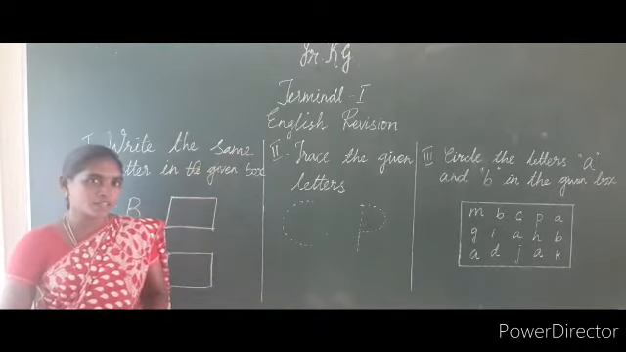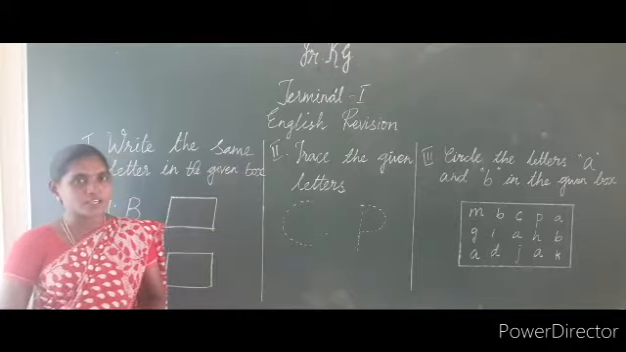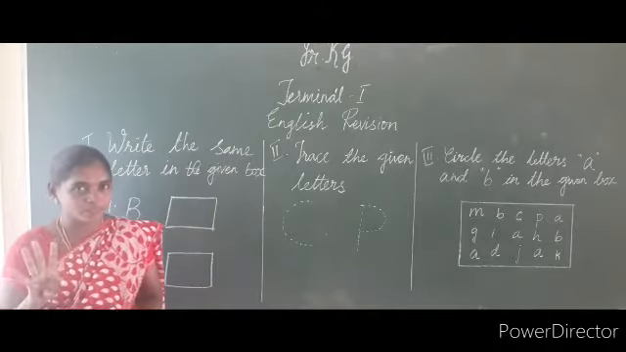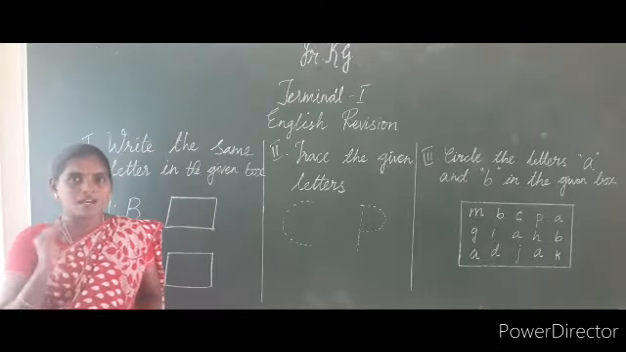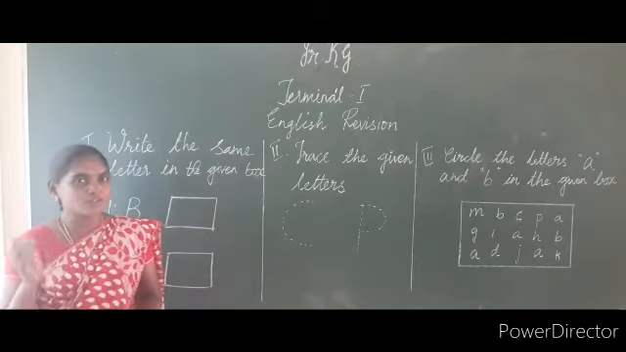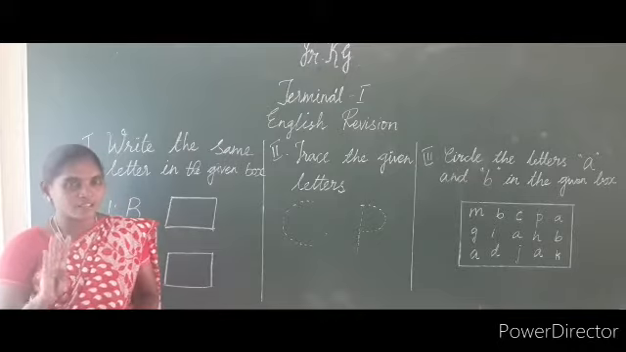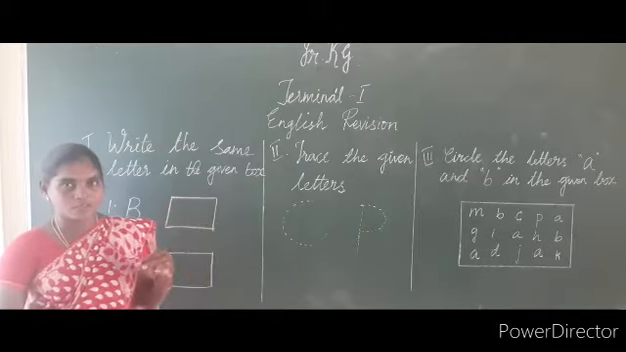So what did we learn in the previous class? We had learned alphabets and four phonics sounds. Alphabets means both capital, that is uppercase letters, and lowercase letters. And then phonics, four letters, four sounds in phonics. Today we are going to revise all those things one by one.